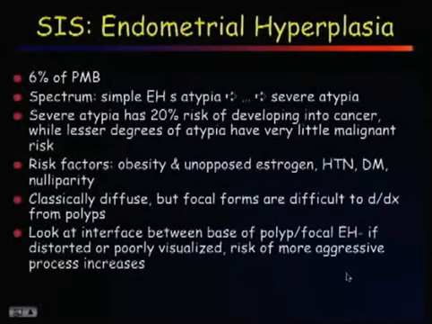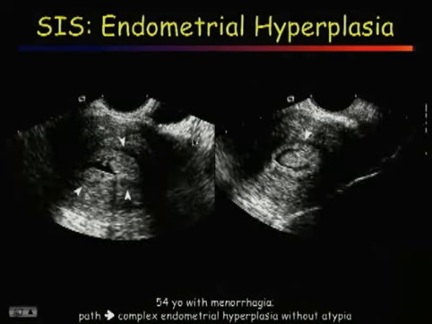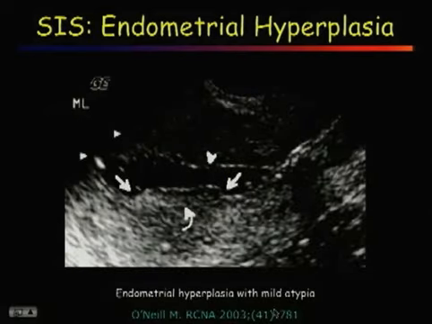Hyperplasia makes up about 6% of postmenopausal bleeding, and there's a spectrum from simple hyperplasia without atypia all the way up to severe atypia, basically on the road to cancer right there. Same risk factors as cancer. So here you can see this irregular appearance here. This turned out to be simple hyperplasia. Here you can see something that looks like a polyp, but there was complex hyperplasia without atypia within it. Here you can see this plaque, and this turned out to be mild atypia.